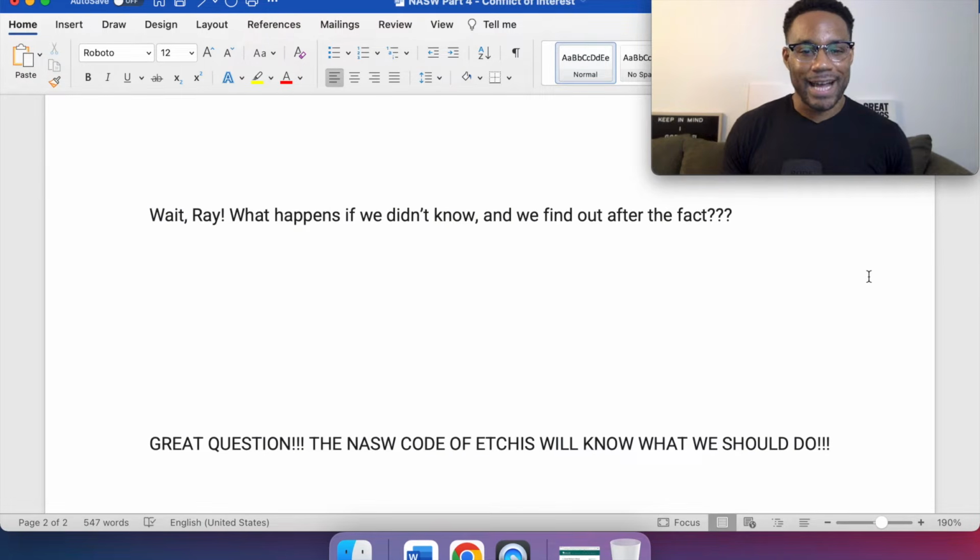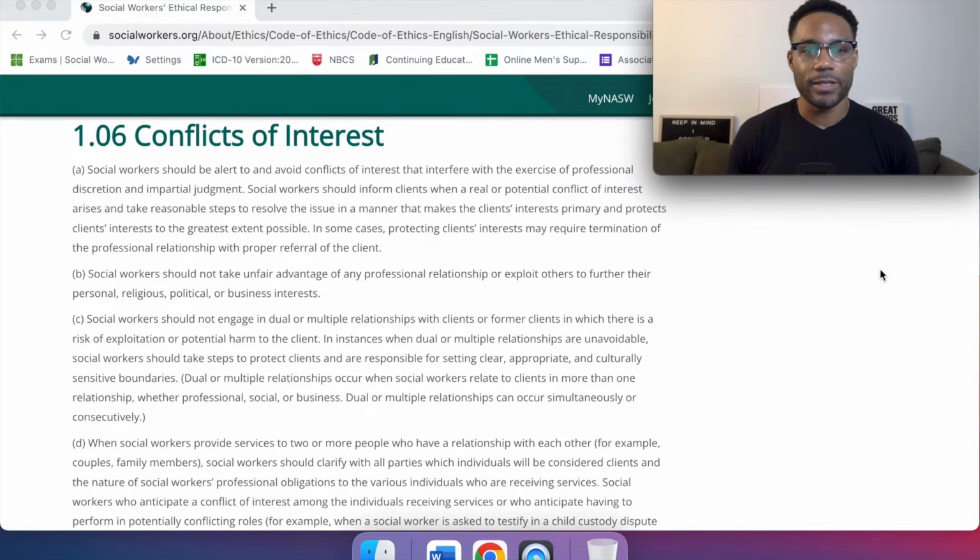Great question. The NASW Code of Ethics will know what we should do, so let's dive into it. Okay, so 1.06 conflicts of interest. A, social workers should be alert to and avoid conflicts of interest that interfere with the exercise of professional discretion and impartial judgment.